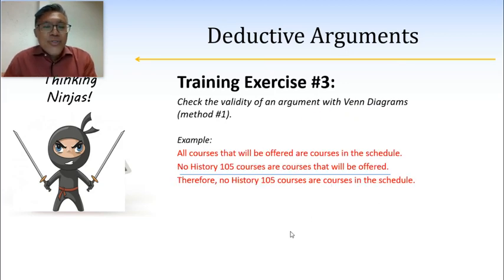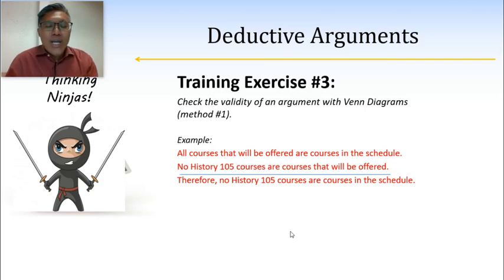So we looked at this argument earlier. All courses that will be offered are courses in the schedule. No History 105 courses are courses that will be offered. Therefore, no History 105 courses are courses in the schedule. Lots of words, right? The goal is to simplify, to make it easier to see. So let's go ahead and simplify using letters.